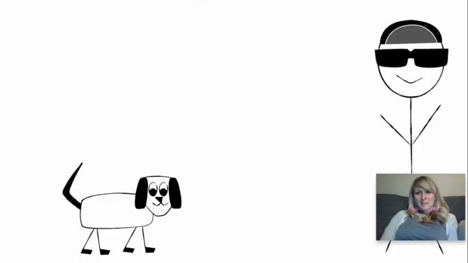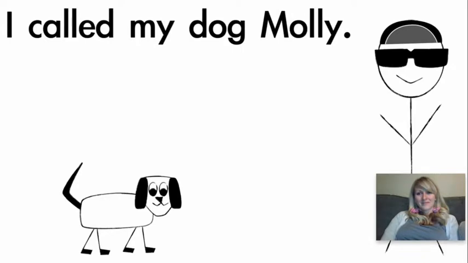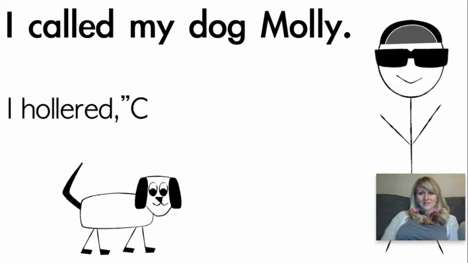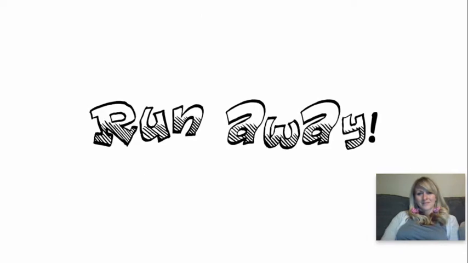Here's an example of how adding dialogue can add some personality and voice to your writing. Check out this sentence. I called my dog Molly. While this may be true, it doesn't entertain my reader very well. Here's the same thing, only this time I'm adding dialogue. I hollered, "Come here, Molly." Adding dialogue into narrative pieces isn't difficult, but it has to be done right, or your writing will be difficult for your audience to read.